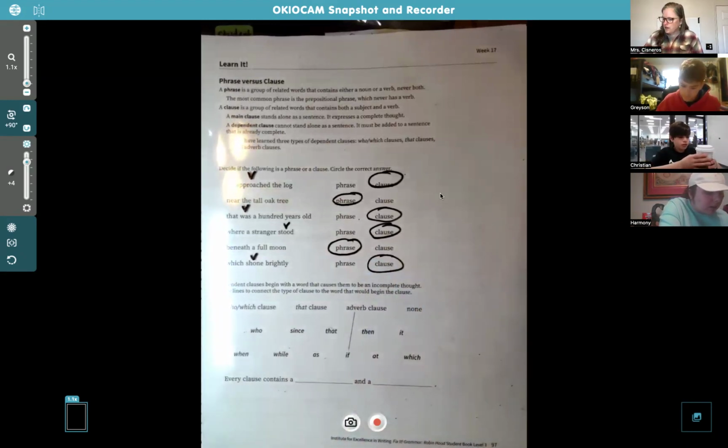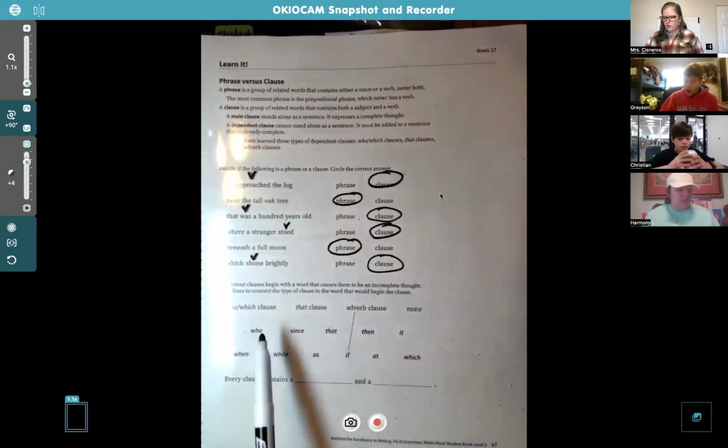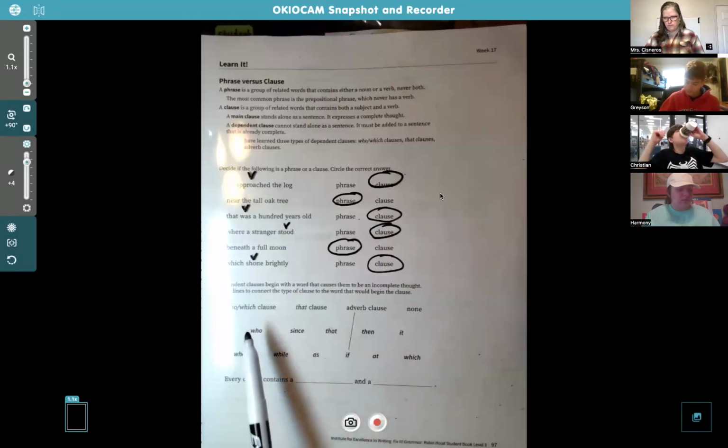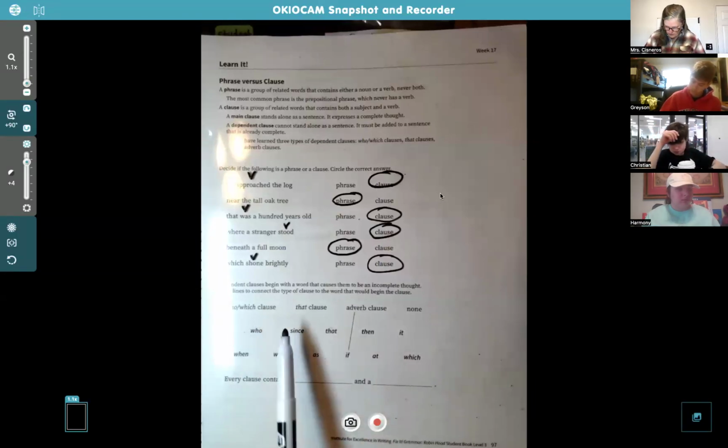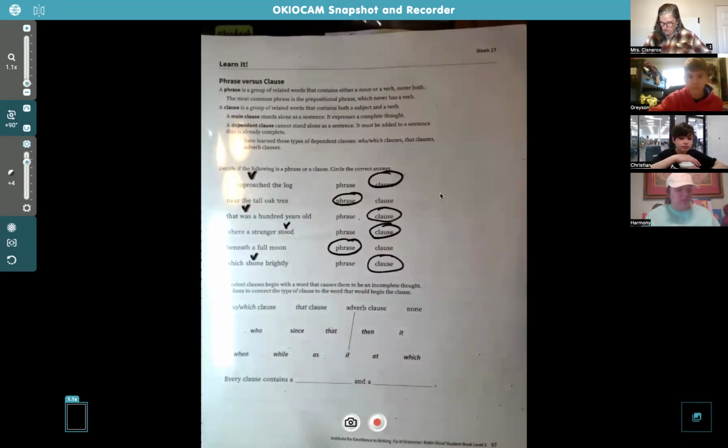Okay, so the bottom part, it says dependent clauses begin with a word that causes them to be an incomplete thought. Draw lines to connect the type of clause to the word that would begin that clause. So we're just going to connect these. The first one, Grayson, is who, which. Obviously, that's an obvious one. What words begin a who, which clause?